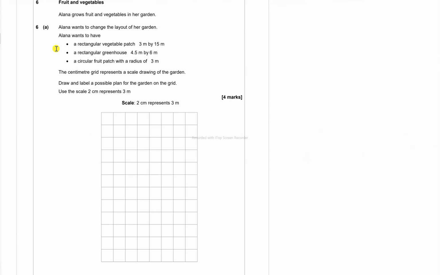Right, the key to this is we're doing a scale drawing. 2 centimeters stands for 3 meters. So what we've got here is, let's draw it over here. You've got a rectangular field, you've got a rectangle. It's 3 meters by 15 meters. Now, they've said 2 centimeters is 3 meters, so I know this 3 meters on my drawing will be 2 centimeters.